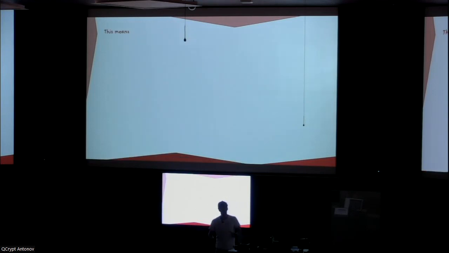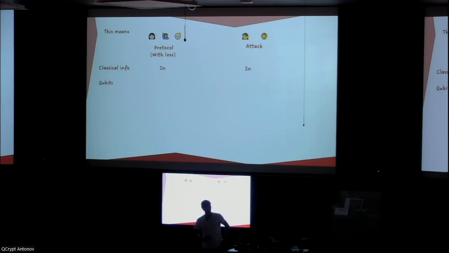So what does it mean? This means the following. If we compare the honest parties with the attackers, the protocol, with loss, requires classical information of 2n for both the honest parties and the attackers. But the number of qubits that you have to manipulate as an honest party is 1, whereas if you are an attacker, it is linear in n.